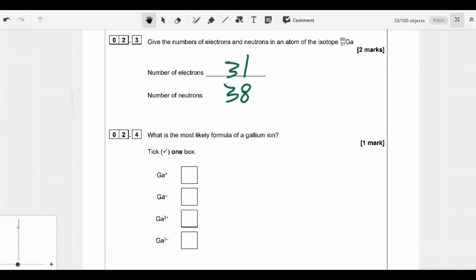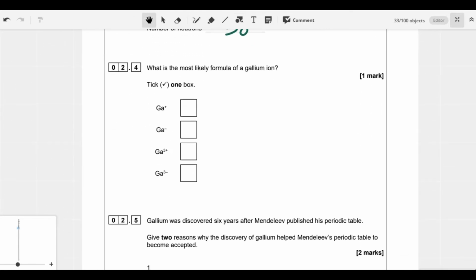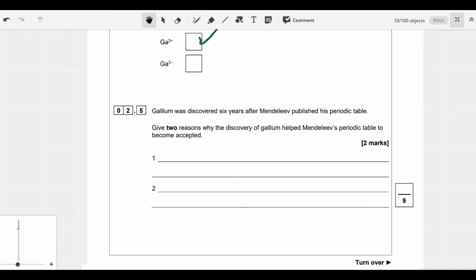Okay, next one is: what is the most likely formula of the gallium ion? Because gallium is present in group 3, obviously it will lose 3 electrons and get the positive 3 charge, so option 3 is correct, gallium plus 3 charge.